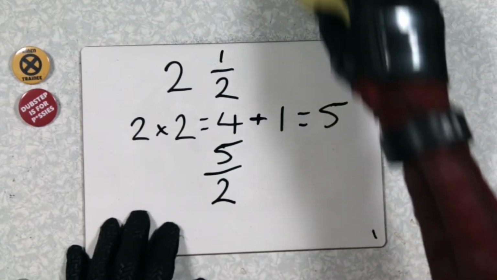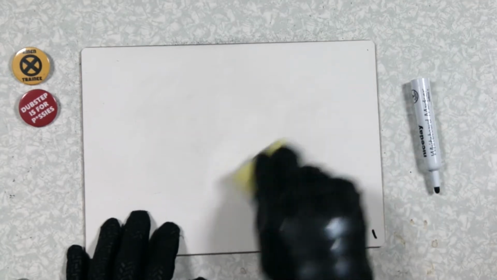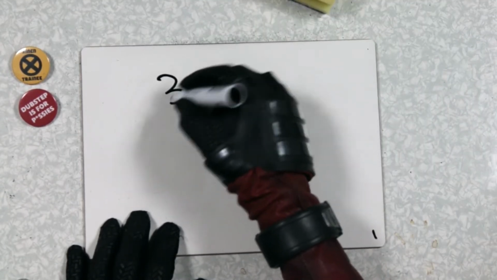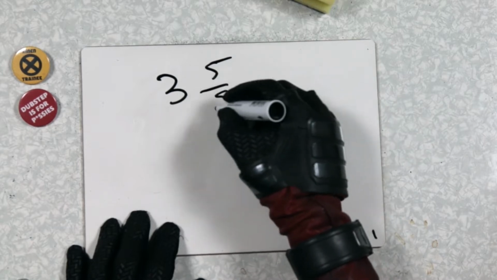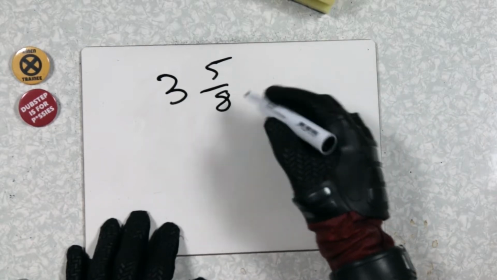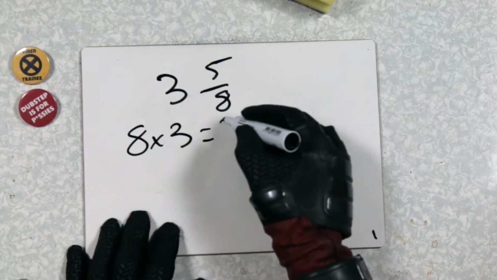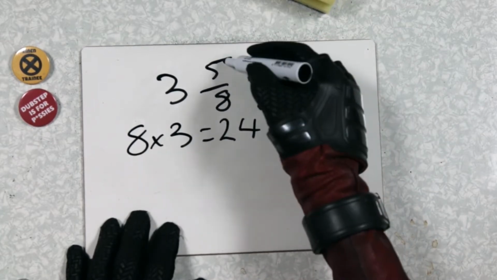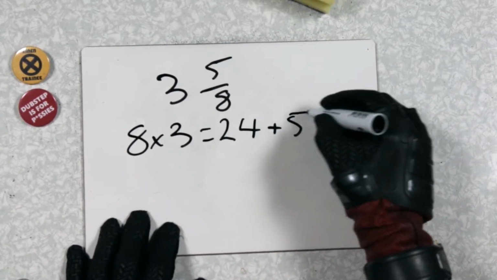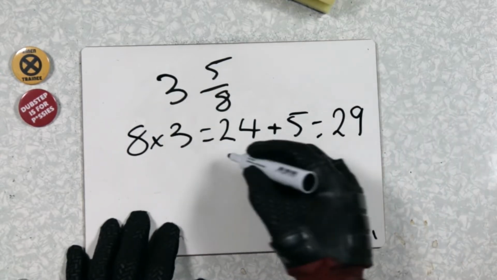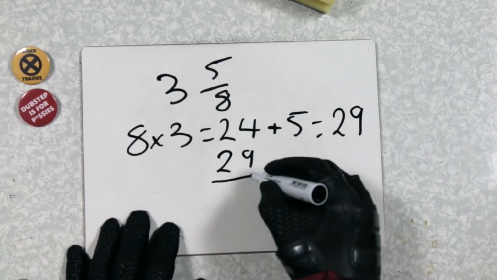Let's try another one. Let's have, say, 3 and 5/8. Same process. 8 multiplied by 3 is 24. Add the numerator, gives us 29. So 3 and 5/8 is the same as 29 over 8.